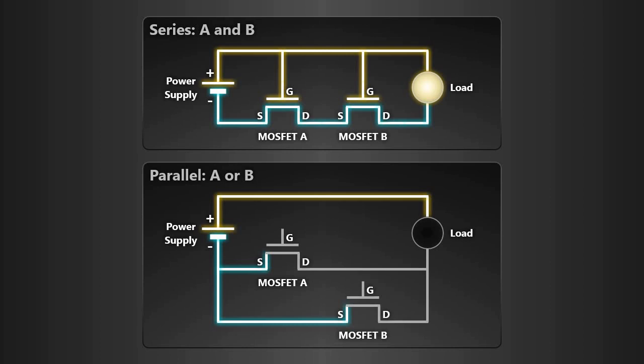Now, let's examine how the bottom circuit behaves. The MOSFETs in this situation are configured in a parallel manner. If we turn on MOSFET A, the load is powered up. If we turn on MOSFET B, again the load is powered up. The load is of course powered up when we turn both transistors on. Since we need MOSFET A or B to power up the load, we have effectively created a logical OR.